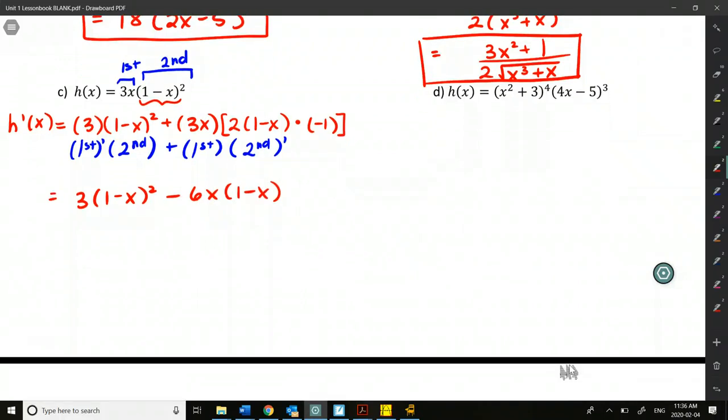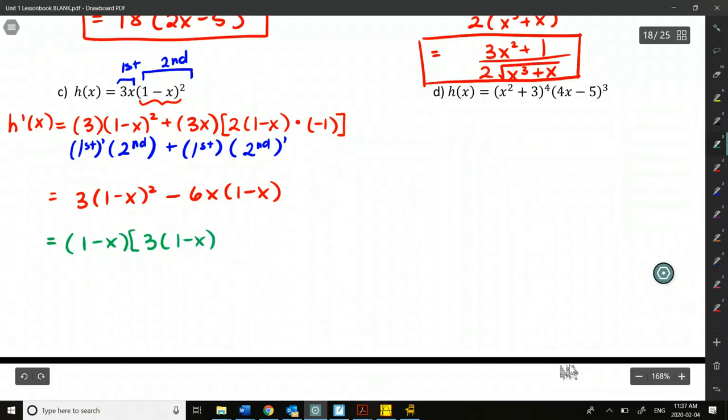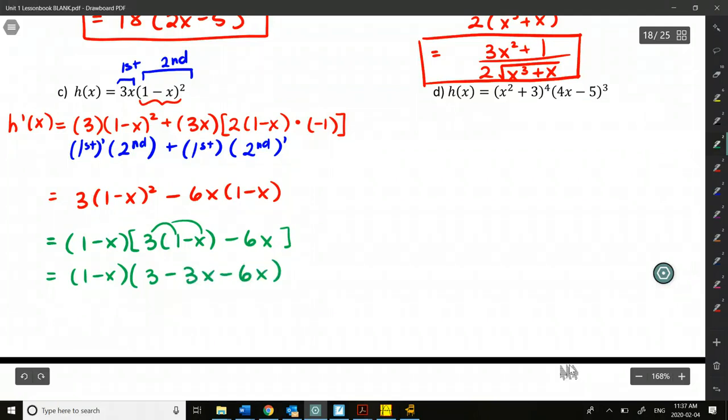And then I'm just going to common factor. So you see that we have at least 1 minus x that we can take out from each term here. So I'm going to remove that from each term, and then we'll be left with 3 times 1 minus x. So I'm left with 1 of the 1 minus x's here, and then just minus 6x. This just makes it a little bit easier to factor, if possible. And then we'll just expand and simplify in this bracket. So 3 minus 3x minus 6x.